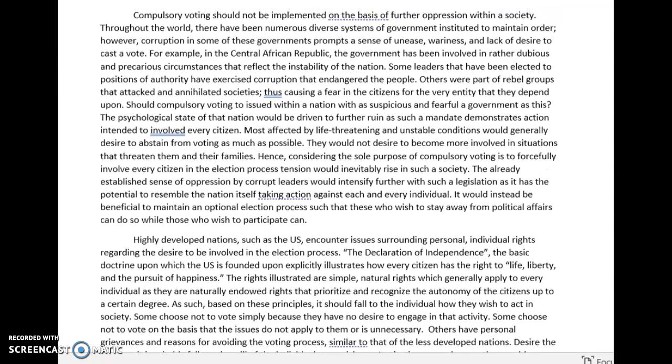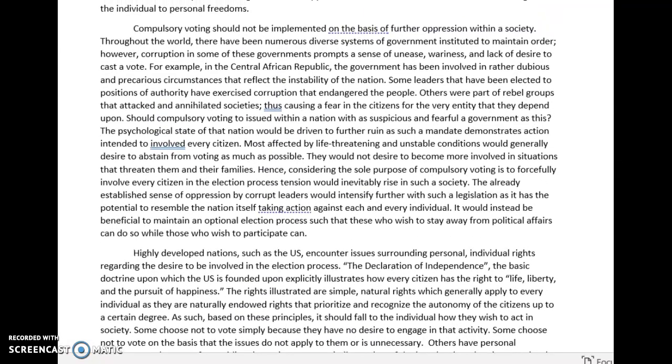The next question is, does this child provide quality evidence that not only is relevant to the issue and the argument at hand, but it supports it and it makes his argument stronger? And I think yes, it does. So in this first body paragraph, the child talks about the Central African Republic and how that government is a little, or was, I should say, a little bit iffy in terms of corruption, I suppose.